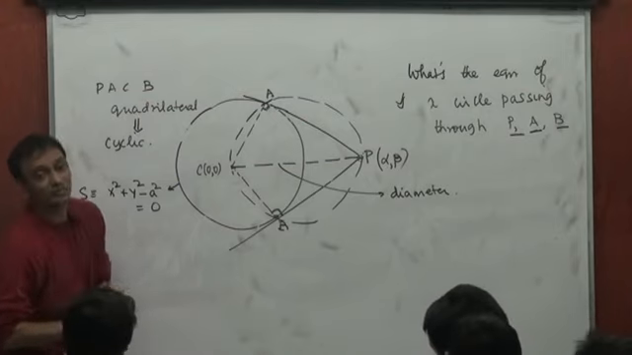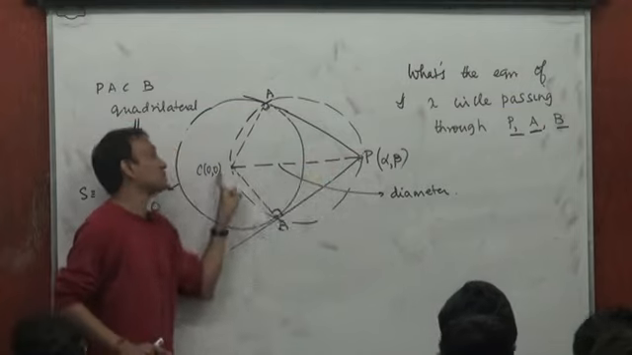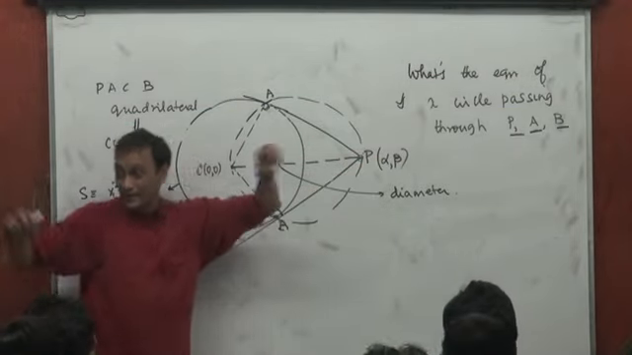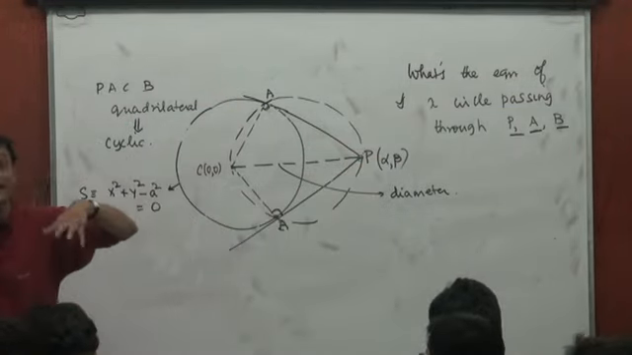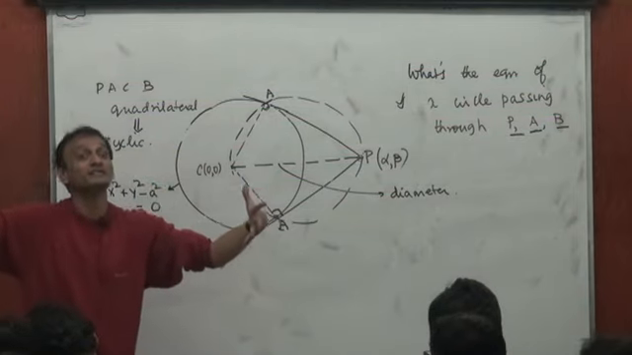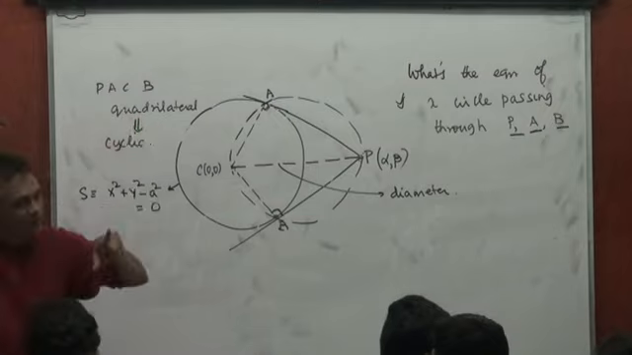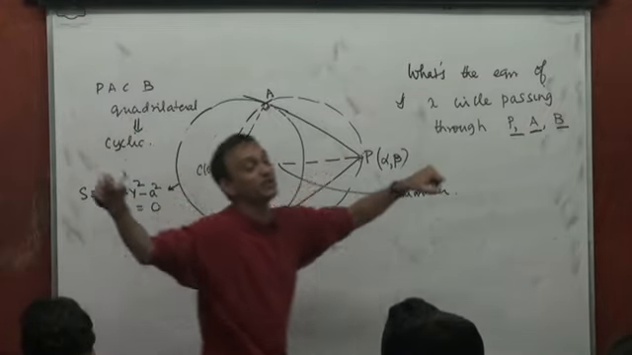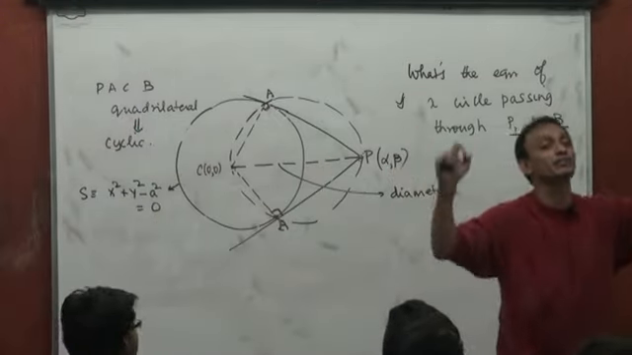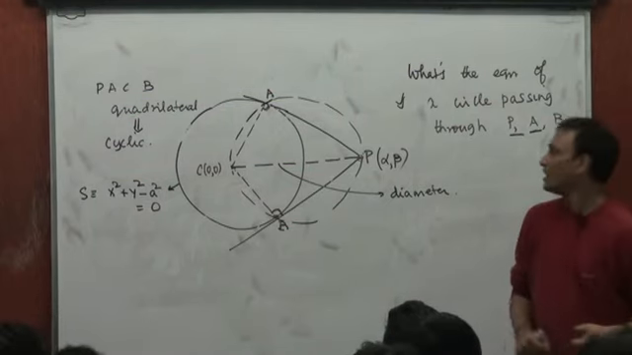Now if PC is the diameter, I know the endpoints of the diameter, x1, y1, x2, y2. Given the endpoints of the diameter of a circle, I can find the equation of the circle: x minus x1 into x minus x2 plus y minus y1 into y minus y2 equal to 0. This is the equation of the circle in terms of the endpoints of the diameter. Clear?